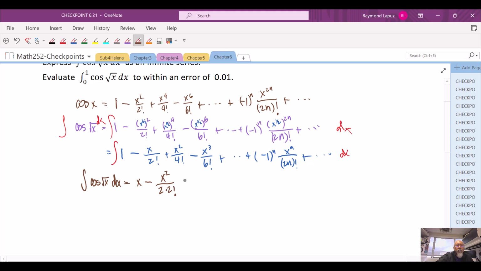We have a positive here. This is going to be an x cubed over 3, and then we still have a 4 factorial in the denominator. And then now a negative x to the 4th over 4 times 6 factorial.